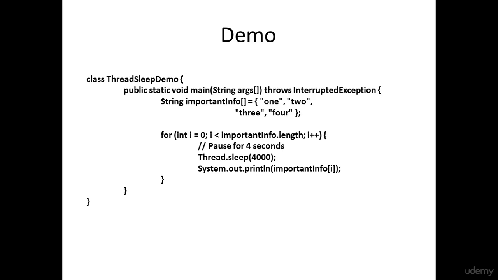We have a string array and we are printing the items in the normal for loop, and inside we have the special line Thread.sleep(4000). So it paused the thread for 4 seconds. So this is sample code for Thread.sleep.